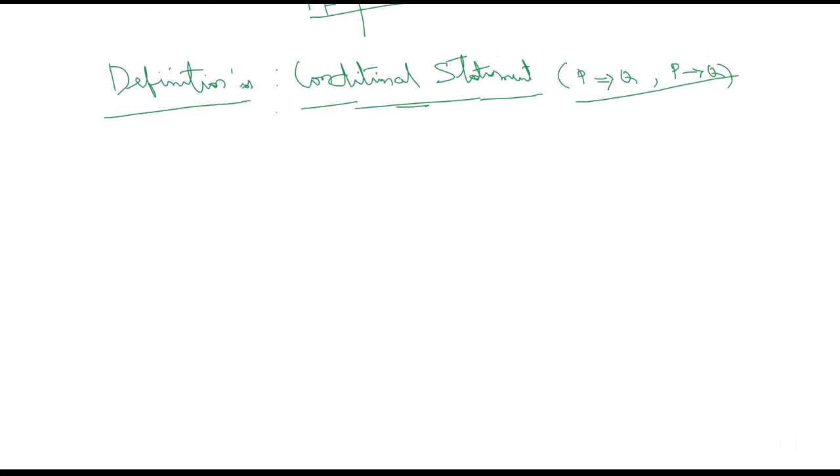So this is also defined by a truth table. P implies Q is false when P is true and Q is false.